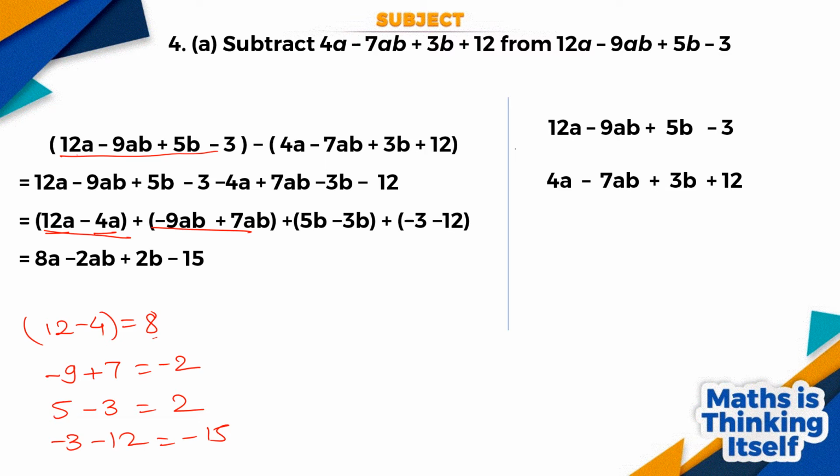This is the first example. We can discuss another two examples also in the same video. Now first of all, write down 12a, below it 4a, 9ab, 7ab, 5b, 3b, minus 3, 12. That is, constant below constant, like term below like term. So our step is correct in the column method.